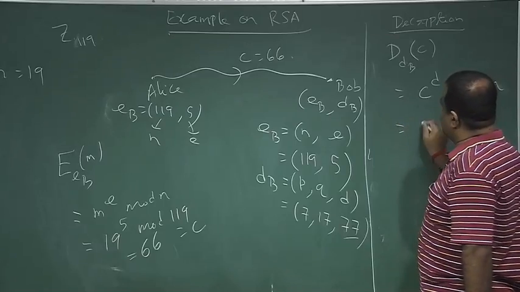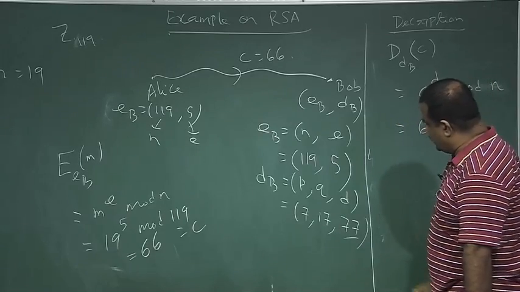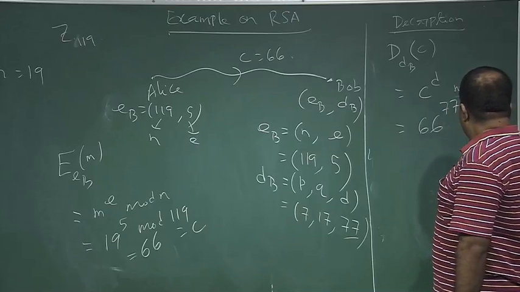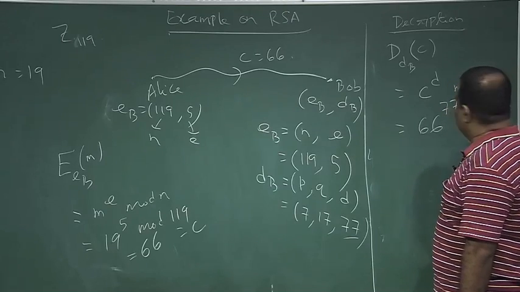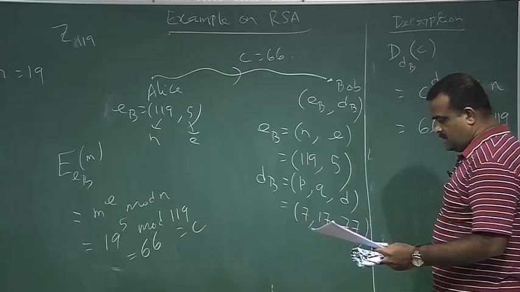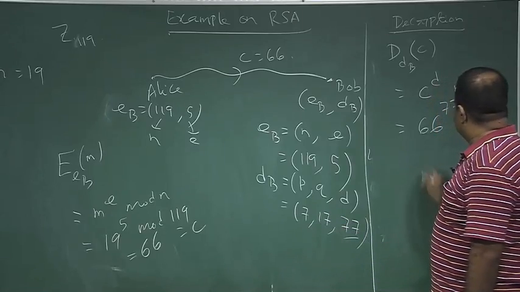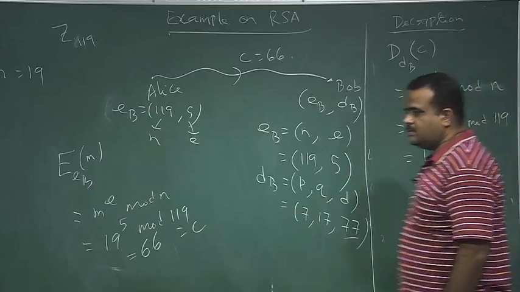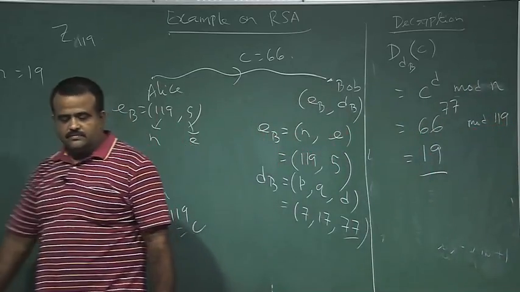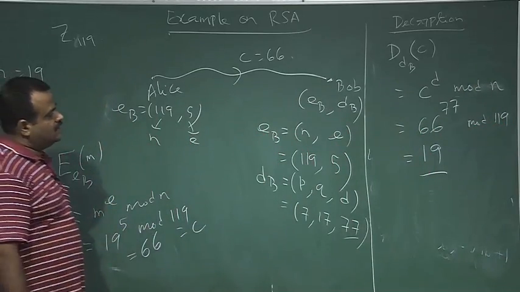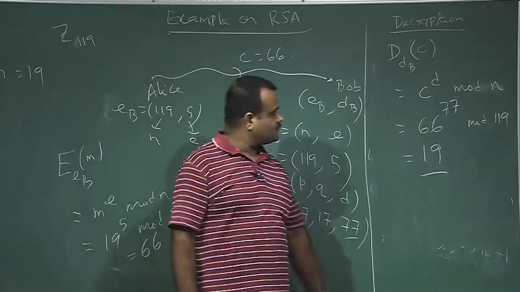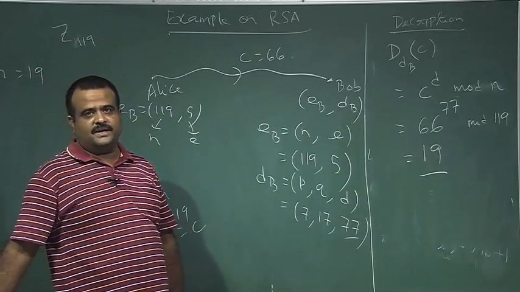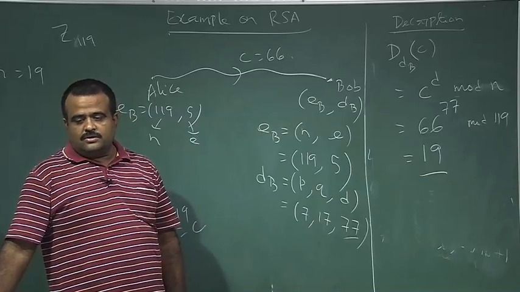So, C is basically 66 to the power d, d is 77, mod n, n is 119. So, this is basically 19. You have to calculate this, and if you calculate it, we can easily check this is 19. So, Bob is getting the plain text. Okay, so this is one example.